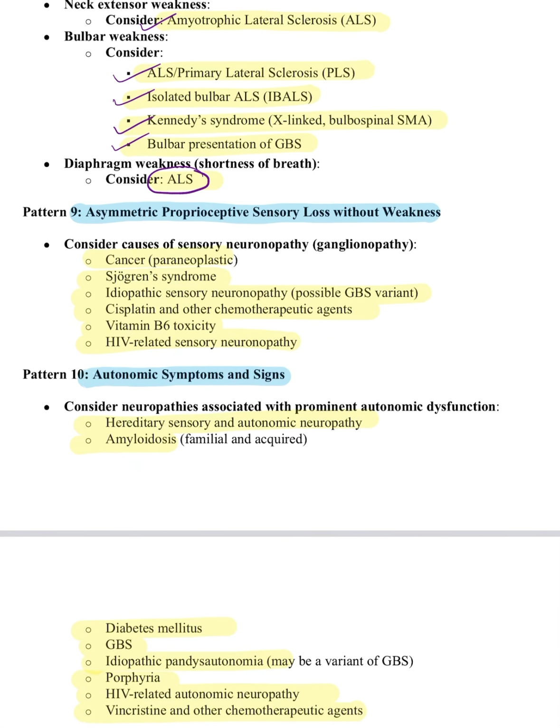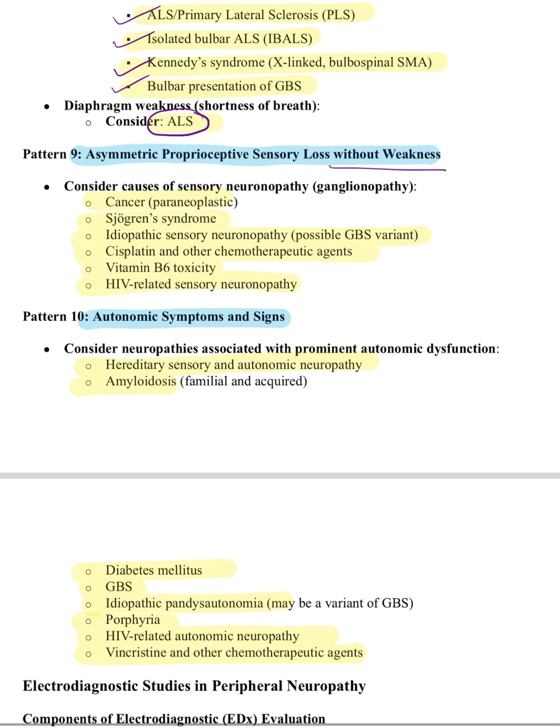Next is asymmetric proprioceptive sensory loss without weakness. It will happen in sensory neuropathies or ganglionopathies like cancer, Sjogren syndrome, idiopathic sensory neuropathy. It's a possible variant of GBS only. Cisplatin and other chemotherapies, vitamin B6 deficiency and toxicity, HIV-related sensory neuropathies and all.